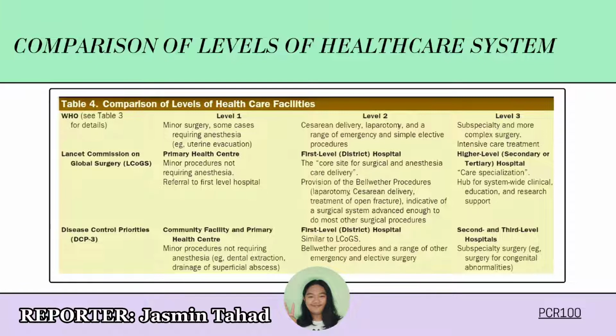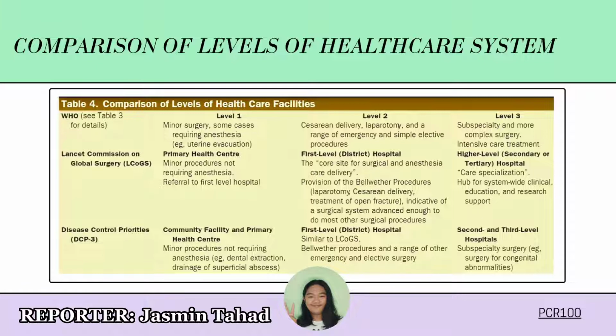According to Disease Control Priorities, community facility and primary health care, also known as level 1 healthcare facilities, should only have minor procedures not requiring anesthesia. For example, dental extraction, drainage of superficial abscess.